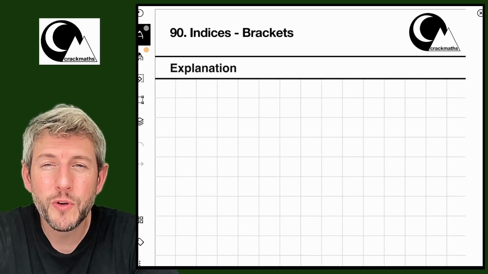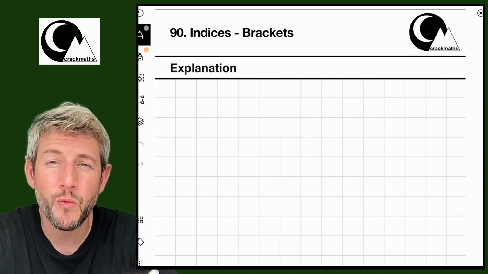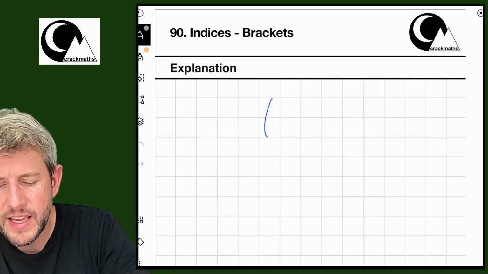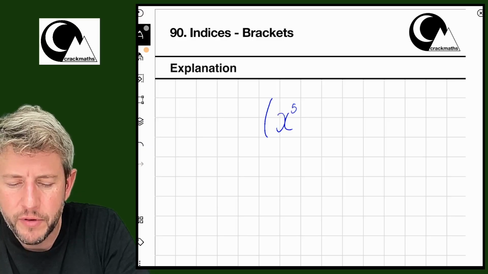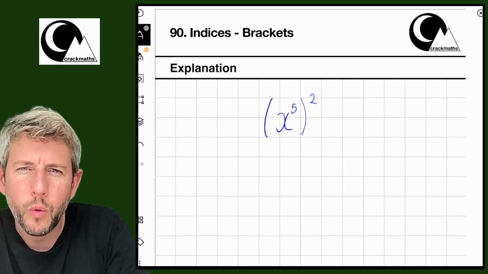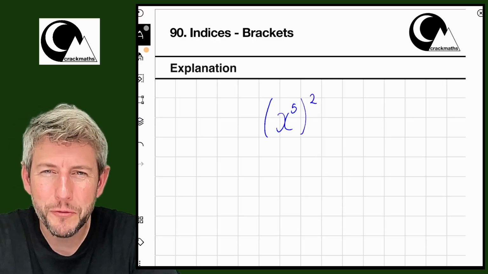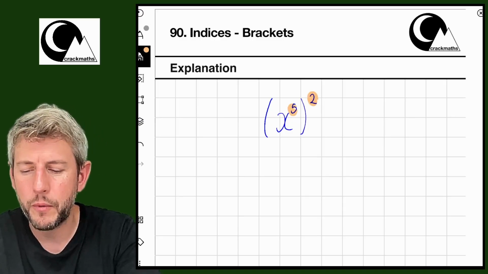Okay, so first of all, I want to look at when we are multiplying just a regular indice over one bracket. So what I mean by that is, say for example, it's a classic question, we might have something like x to the 5 bracket all to the power of 2. So what this means is, well, we've got double things going on here. We've got to the power of 2 here, and we've got to the power of 5.